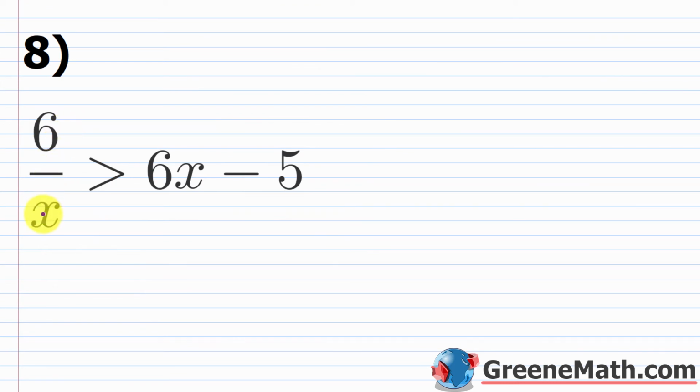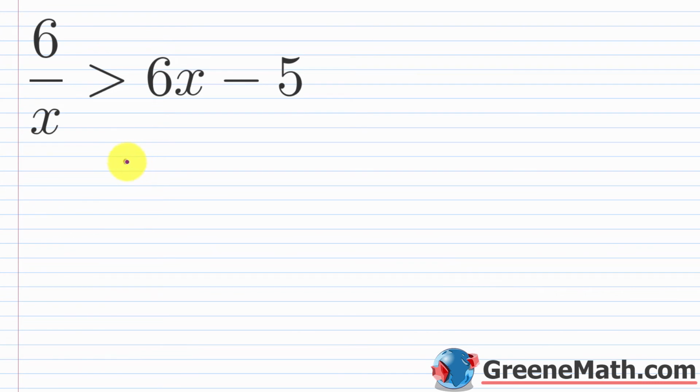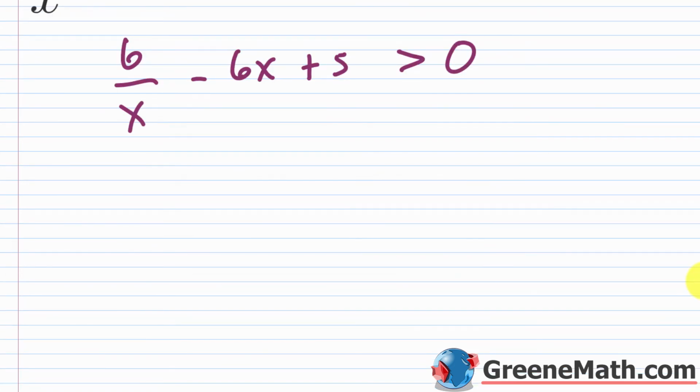So we have 6 over x is greater than 6x minus 5. So for this one, let's write 6 over x, and then we will subtract 6x away from each side. So I'll say minus 6x. I'll add 5 to both sides, so I'll say plus 5. And then I'll say this is greater than 0. What I want to do is write this as one single rational expression on the left. So I need to get a common denominator. And essentially this denominator of x is what I'm going to use.